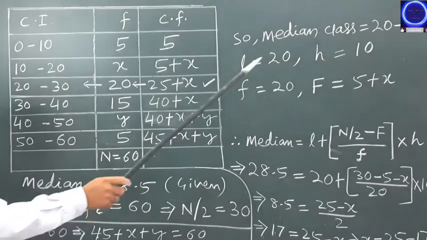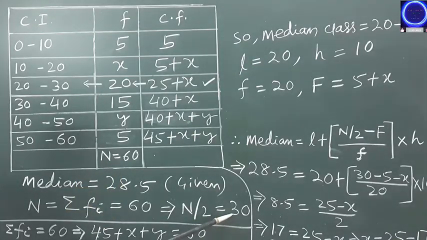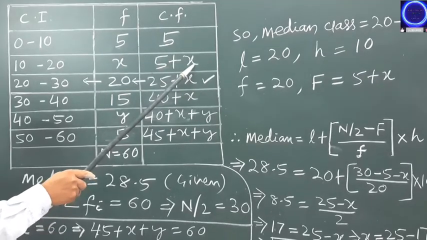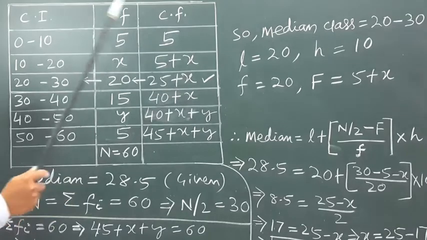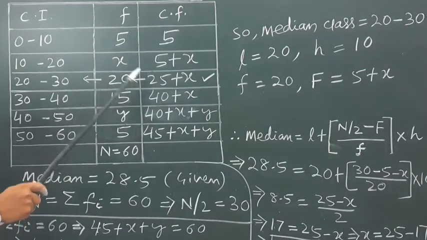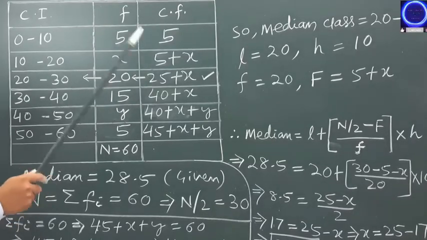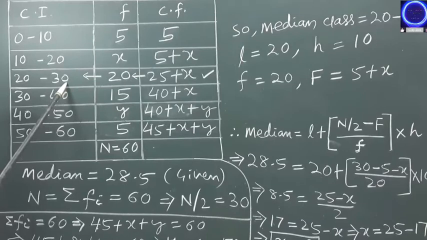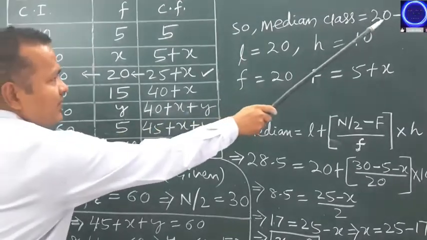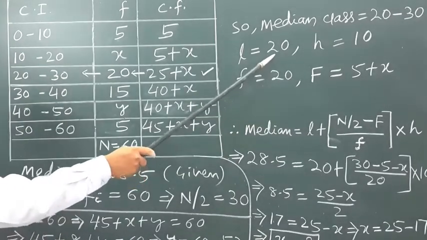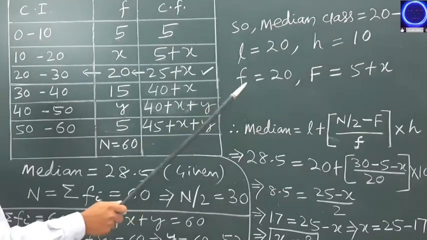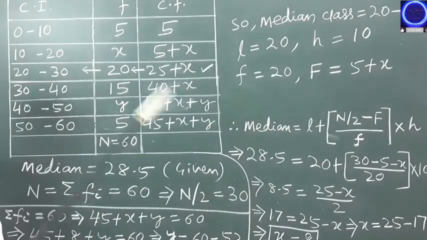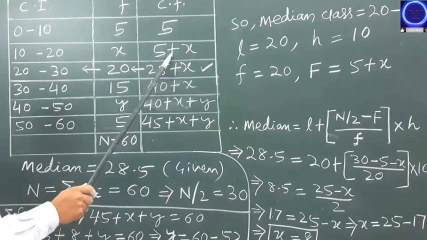Here you see the median class. How to decide the median class? The value of n by 2 is 30. The CF more than 30 is which one? You see, it is 25 plus x in the next class, and the frequency is 20. That is, 20 students are scoring in this range, so definitely the 30th student will be present in this class interval 20 to 30. Therefore, we can conclude the median class is 20 to 30, and the lower limit L is 20, class size h is 10, the frequency of the median class is 20, and capital F, the cumulative frequency of the preceding class, is 5 plus x.